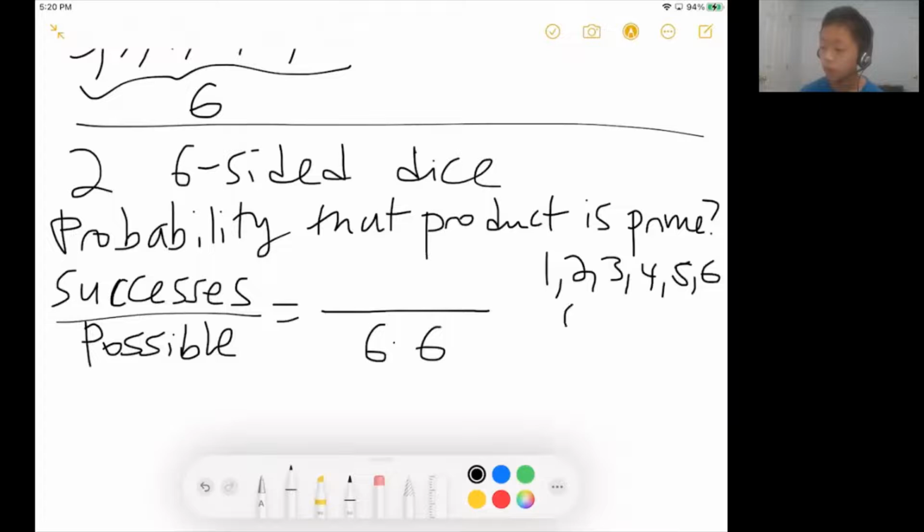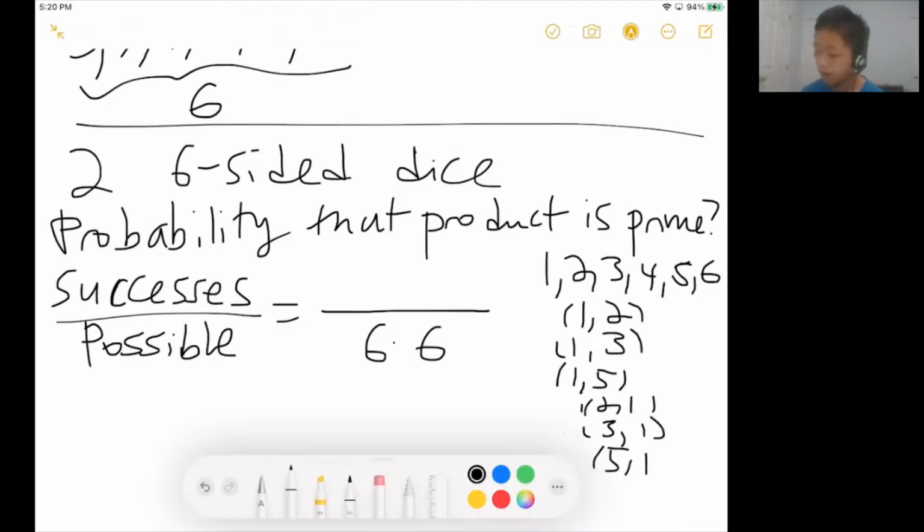For example, we can roll a 1 and then a 2, a 1 and a 3, a 1 and a 5, a 2 and a 1, a 3 and a 1, and a 5 and a 1. So it turns out these are the only 6 possible ways.